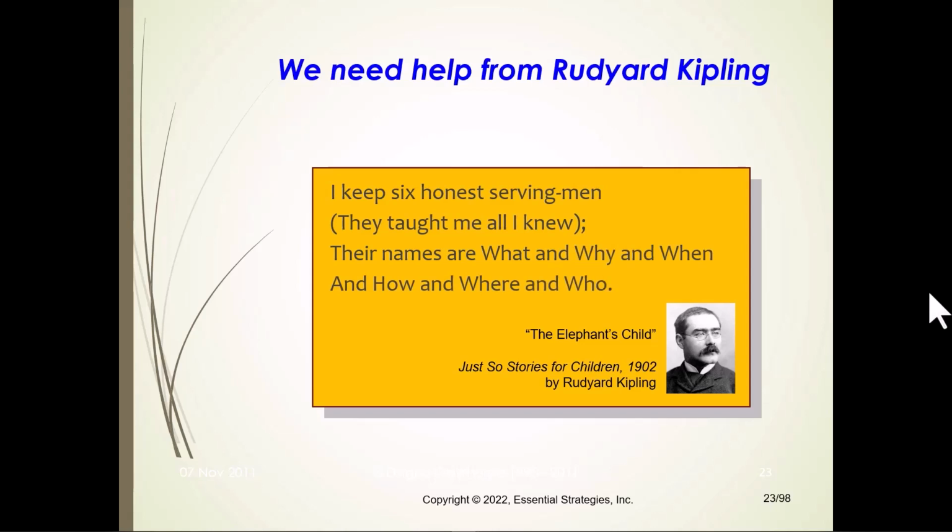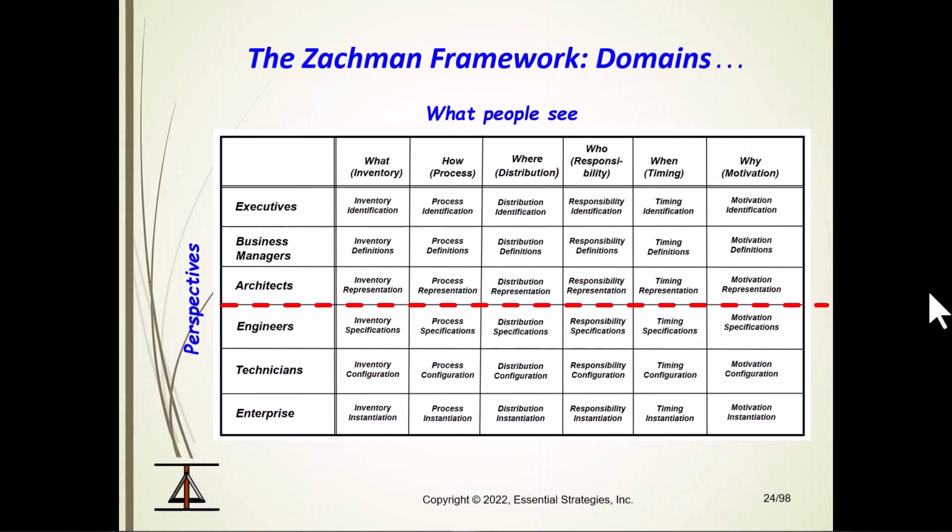Note that these are exactly the interrogatives that journalists are taught to include in the lead paragraph of any story they are writing. So now we get to see the full frame matrix that is the Zachman framework. The columns are defined as What? Inventory. What are the things that the enterprise deals with? Why? Motivation. What causes the enterprise to do what it does, beginning with the vision of the enterprise as a whole, continuing with the mission of each part, and continuing through the definition of business rules throughout.